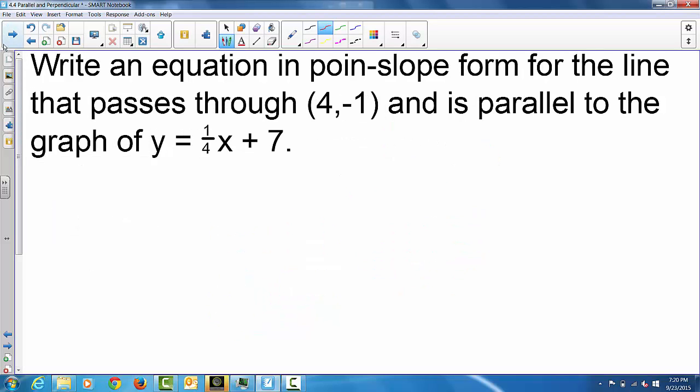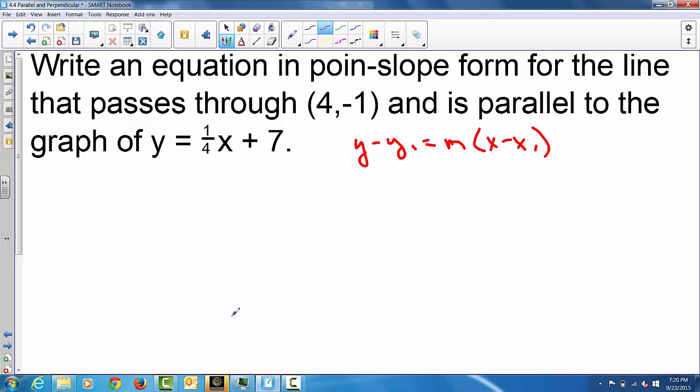Okay, write an equation in point slope form. Point slope, not slope intercept, okay? For the line that passes through (4, -1) and is parallel to the graph of y = 1/4 x + 7. Remember, point slope form is y - y1 = m(x - x1).